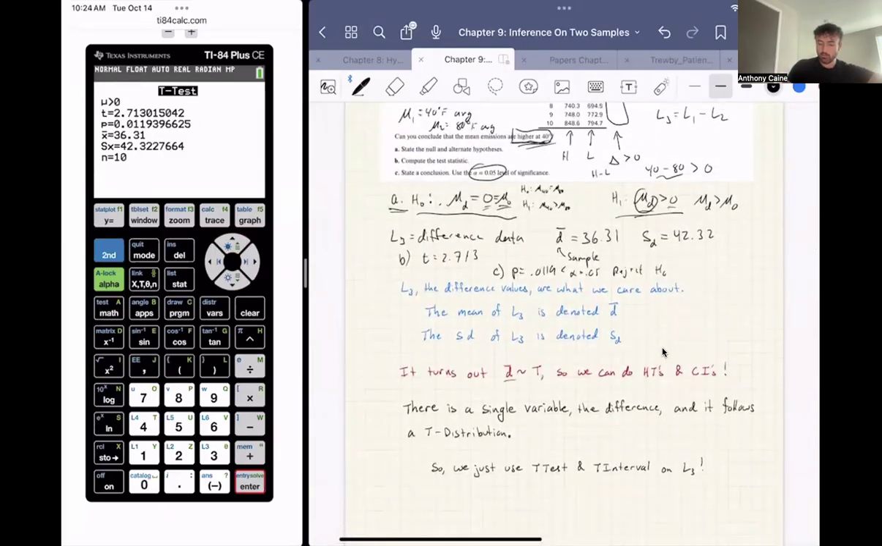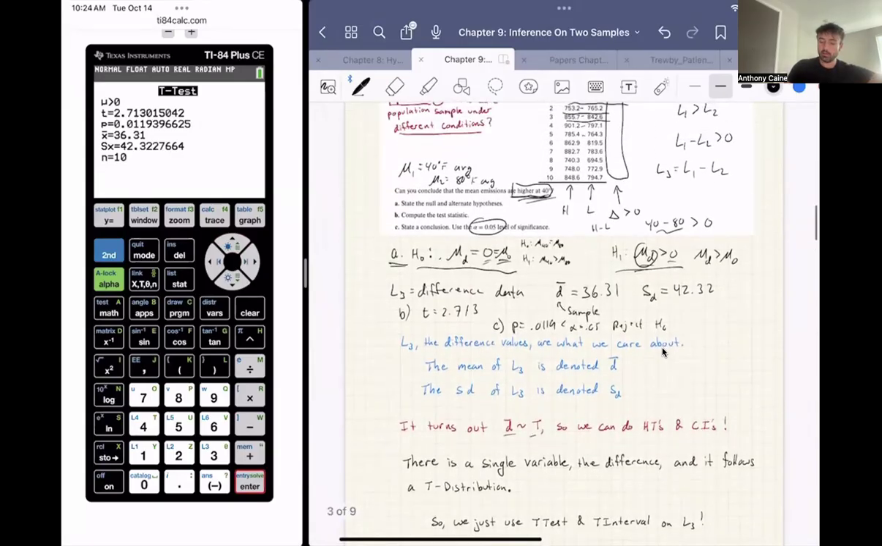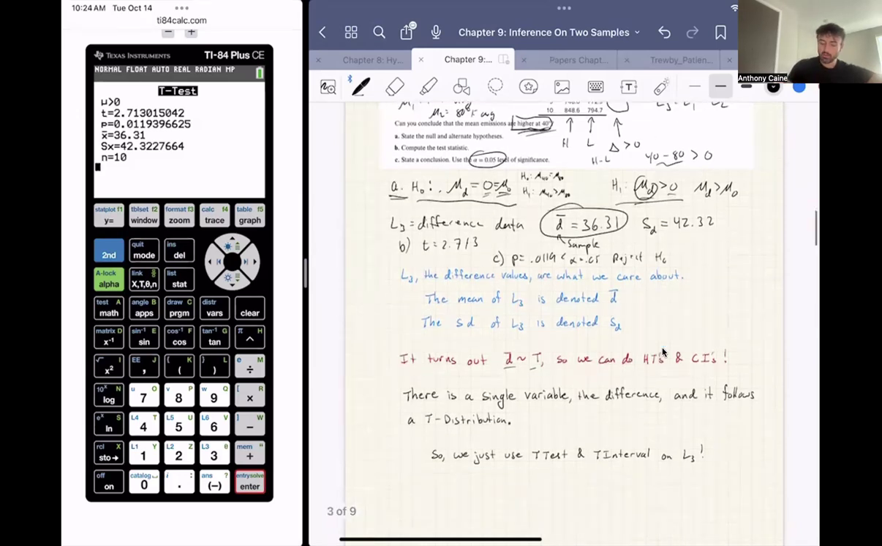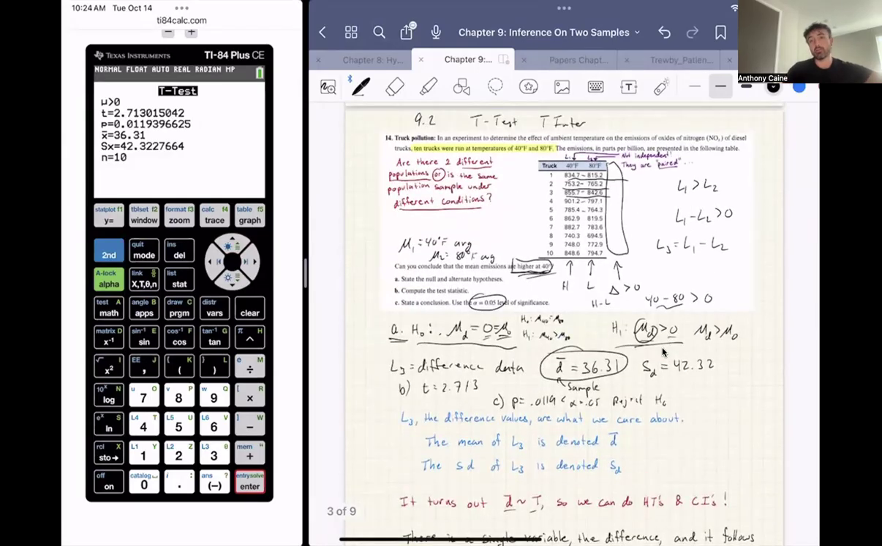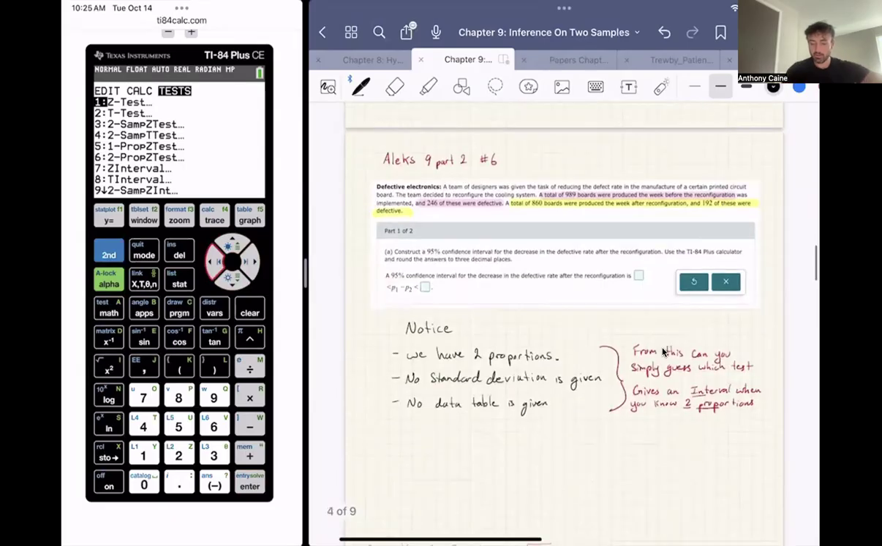So it turns out that D bar is distributed T. Yep, D bar, the average for the L3 list, is a T distribution. That's why we did a T test. And if this problem were to say, give me a confidence interval for the difference in emissions, we would do a T interval, on the L3 data, right? But it's not asking for that, so whatever. Let's see what this other thing is.